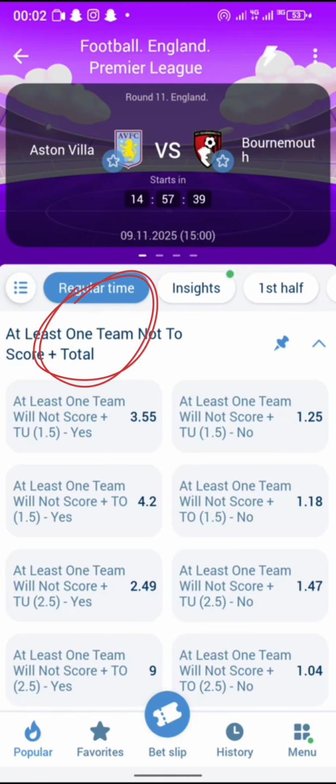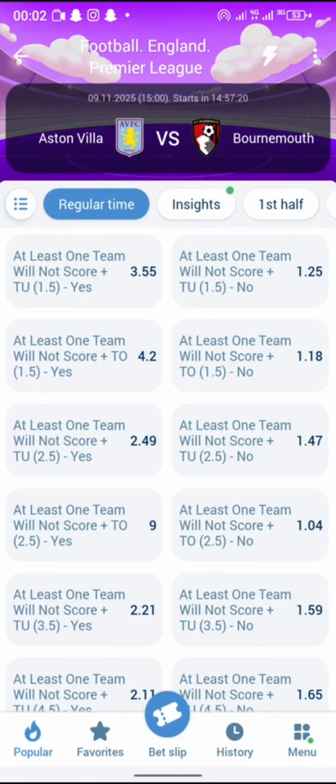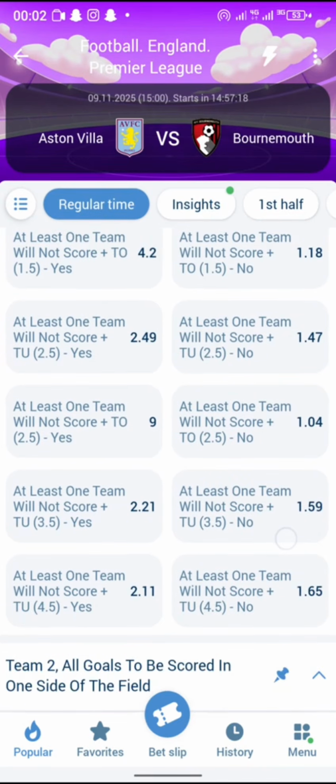As you can see, the name of this option is "at least one team not to score plus total", and under this option we have the yes option and the no option. If you look closely, you can see that some of them have total under 1.5, total over 1.5, total under 2.5, 3.5 and 4.5. The person mentioned total under 4.5, so let's go guys.